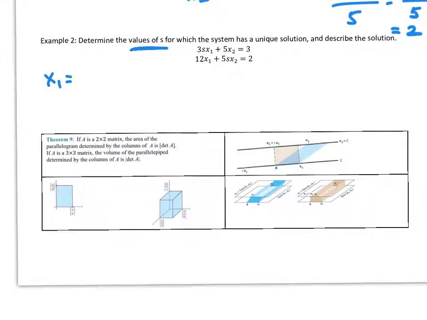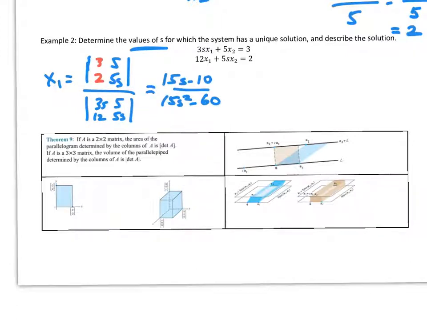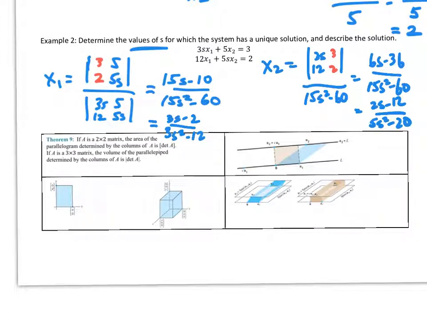x1 is equal to, in my numerator, remember I'm going to replace the first column with 3, 2. And then here I'm going to end up with 5 and 5s. This is going to be all over my coefficient matrix 5, 3s, and then 12 and 5s. So I get my 15s minus 10, and then my 15s squared minus my 60 from each one of these situations. If you notice, I can reduce that down a little bit, so I'll do that. And so I went ahead and solved both of those.